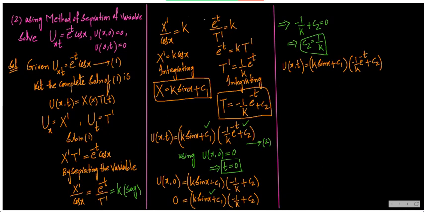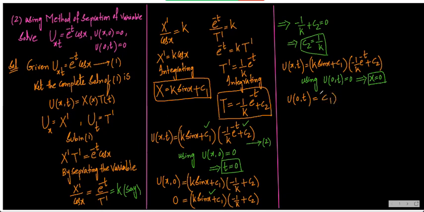Shall we use it now? What's the second condition? Tell me. U of 0 comma t is equal to 0, which implies that we have to put x is equal to 0. Right, now if x is 0, then again what happened? U of 0 comma t is equal to, what we have to put? X is 0. You know sin 0 is 0 now.